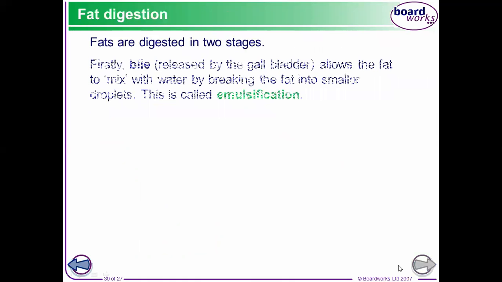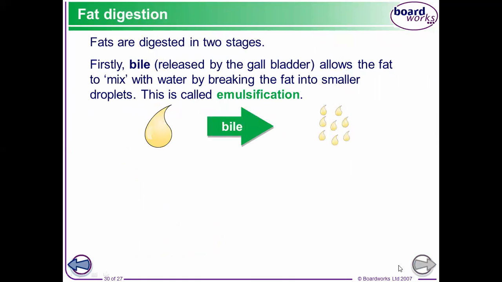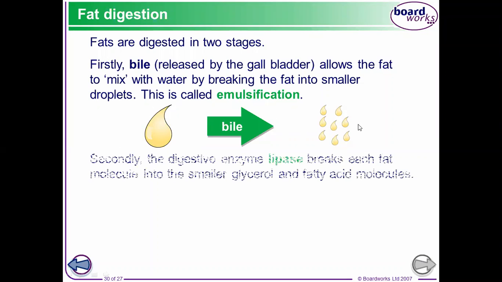Fats digestion happens in two steps. The first step is emulsification. Firstly, bile is released by the gallbladder. It allows the fat to mix with water by breaking the fat into smaller droplets of fat. This process is called emulsification, which is mechanical digestion, done by physical action by the effect of bile. But bile doesn't contain enzyme, it just breaks down the big fats into small droplets of fat.